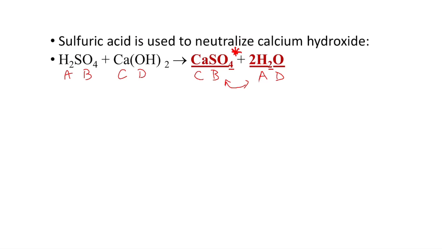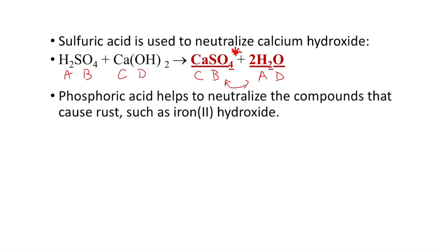So again, this all needs to be balanced, which we can see with our coefficients in front of the water. And below that is also labeled with the A, B, C, D letters, so you can see that the swapping of the element in the second position, so in this case our polyatomics, have swapped.